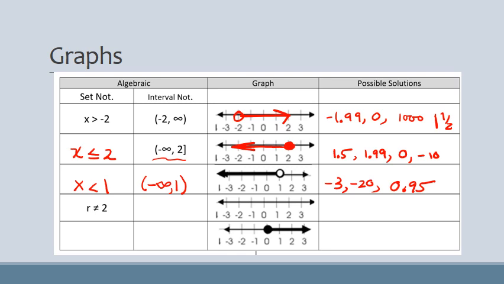For not equal to 2, you would have an open circle here and arrows going in both directions. So basically, any number is a solution except for 2. You could have 1.99. You could have 2.001, and anything but that 2. Now, in interval notation, it's going to be negative infinity to 2, and we say union, we use a U, and 2 to infinity.